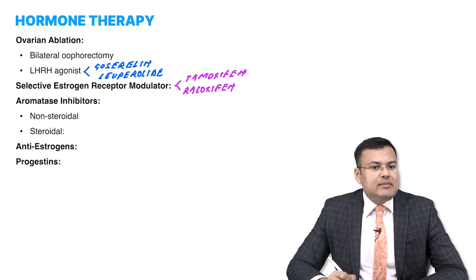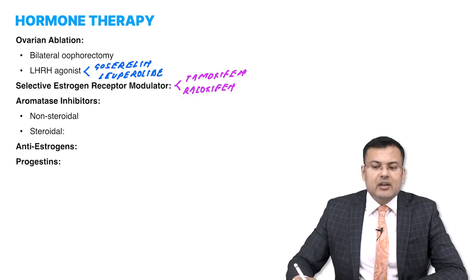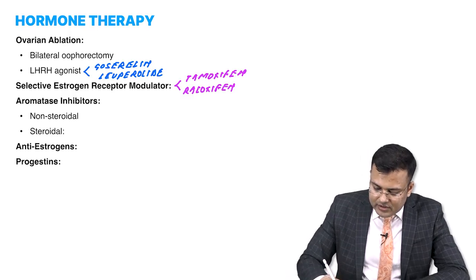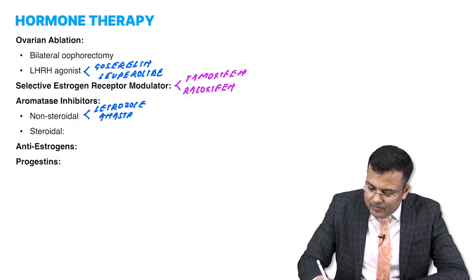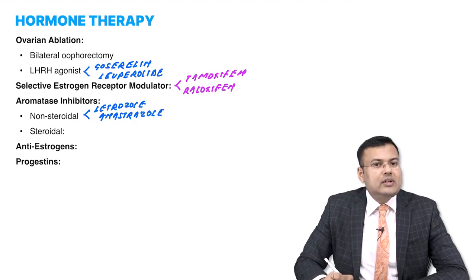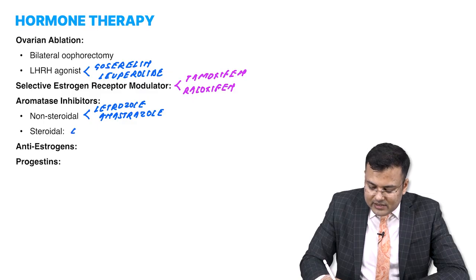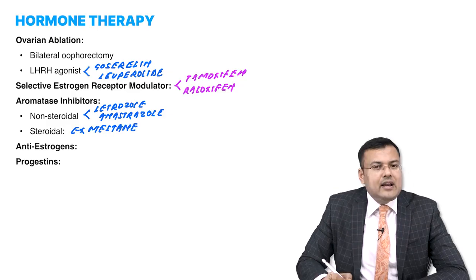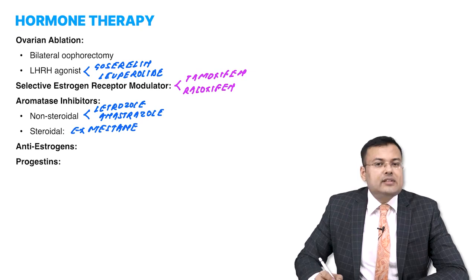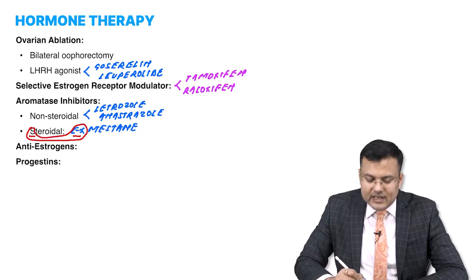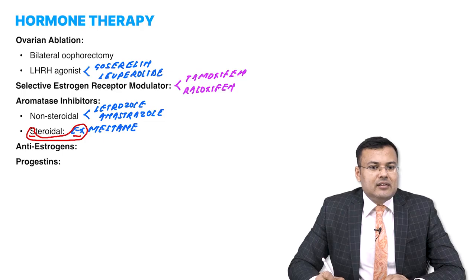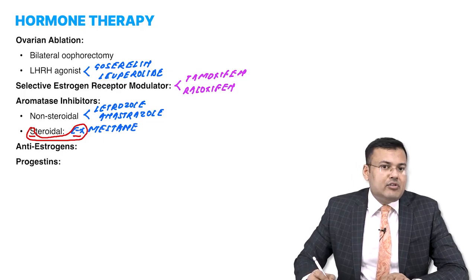We can give aromatase inhibitors. What are the non-steroidal agents? These are letrozole and anastrozole, non-steroidal. What is the steroidal agent? The steroidal agent is exemestane. Sometimes in exams this question is asked, in gynae, in pharma, in surgery also, what are the steroidal agents? How to remember? Steroidal is exemestane. Now I hope you will not forget. Steroidal is exemestane. Clear?